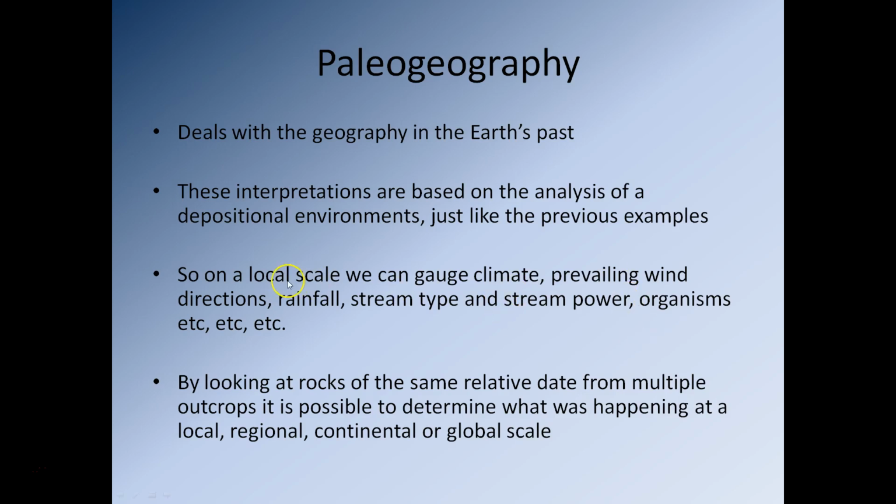So that allows us to essentially gauge, on some local scale, the climate, the prevailing wind direction, possibly the amount of rainfall, the types of rivers we have, the power of those rivers, the organisms that are present. And all this evidence gets put together to form a paleogeographic map. So paleogeographic maps can essentially be done on a local scale, a regional scale, a continental scale, or if you have enough information, a global scale.